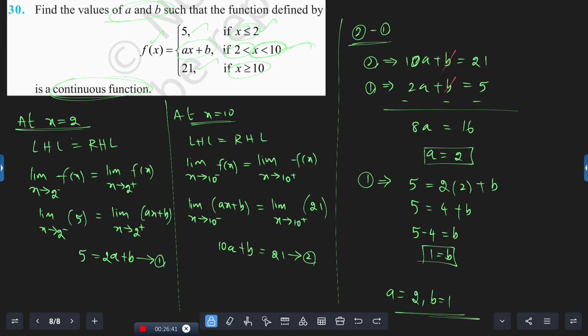Actually, in the textbook there are questions 31 to 34. Those are based on composite functions, which are not in the syllabus for us. So I am not taking them. Leave it, till 30 is enough.